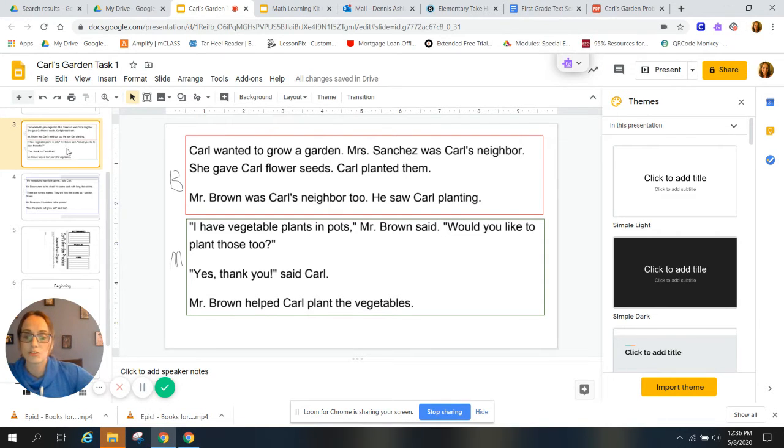Let's get started. It says Carl wanted to grow a garden. Miss Sanchez was Carl's neighbor. She gave Carl flower seeds. Carl planted them. Mr. Brown was Carl's neighbor too. He saw Carl planting. "I have vegetable plants in pots," Mr. Brown said. "Would you like to plant those too?" "Yes, thank you," said Carl.